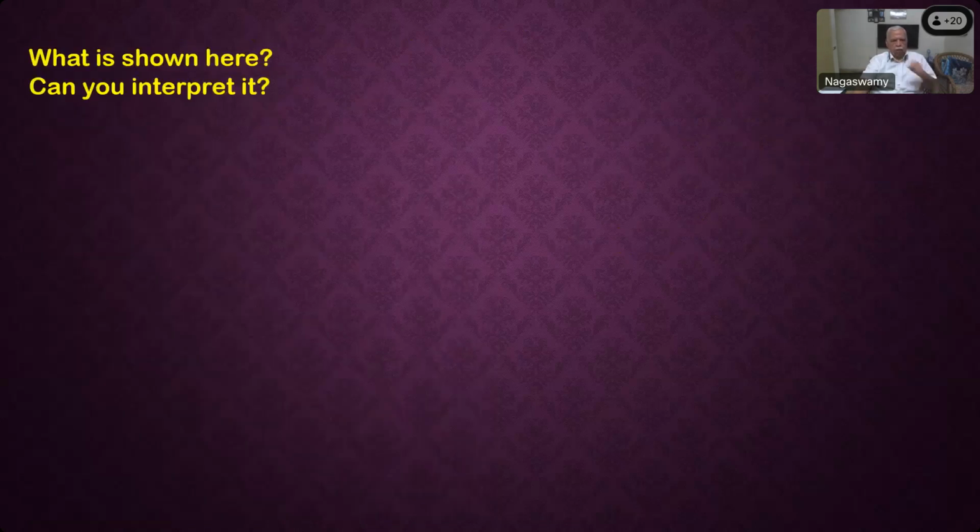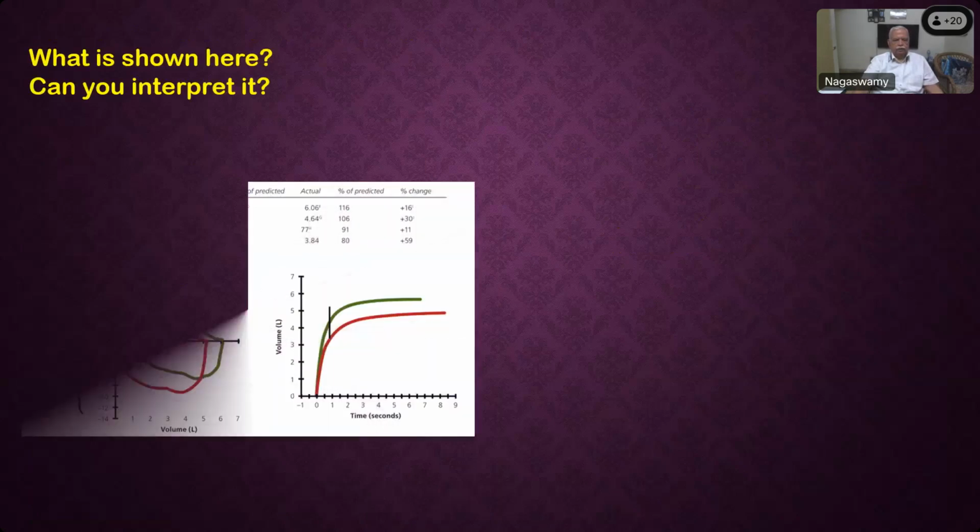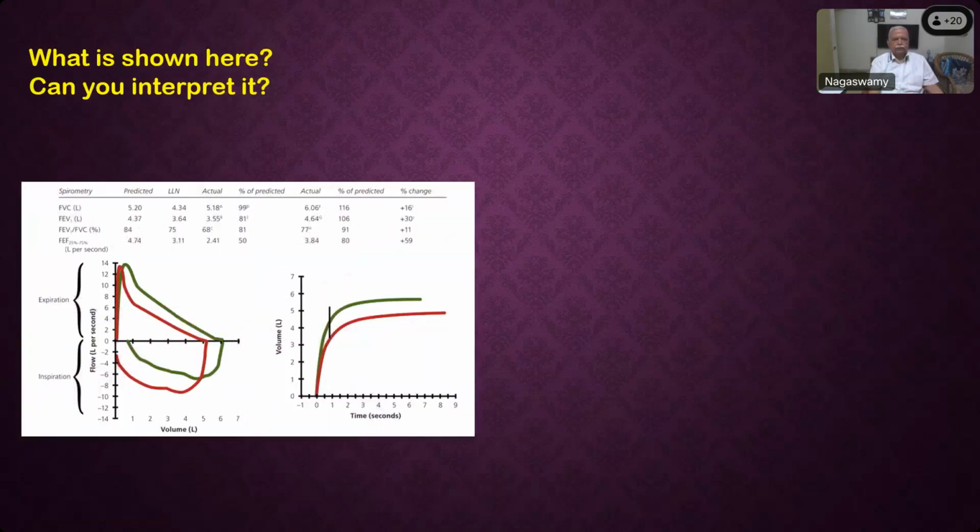Now, what is shown here, can you interpret this? This is again another spirometric tracing, and you can read the small letters, you can identify what it is.